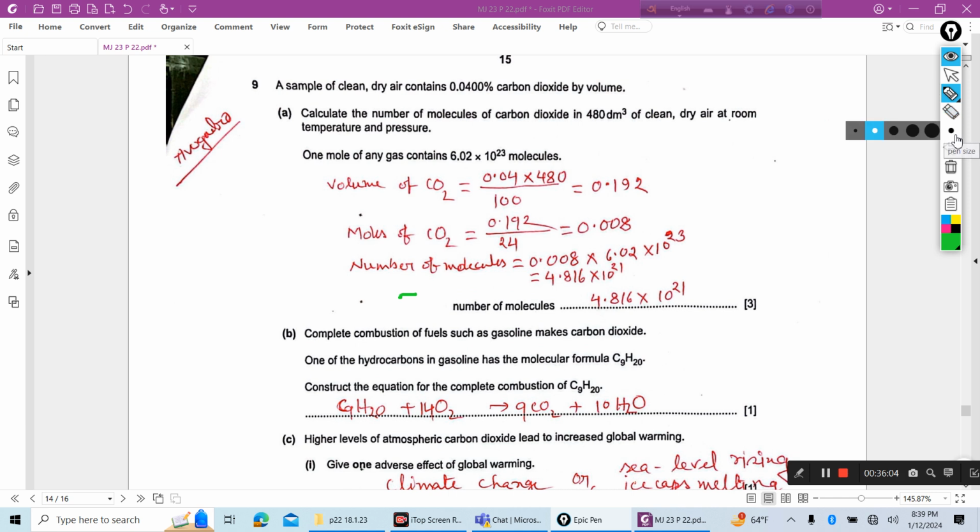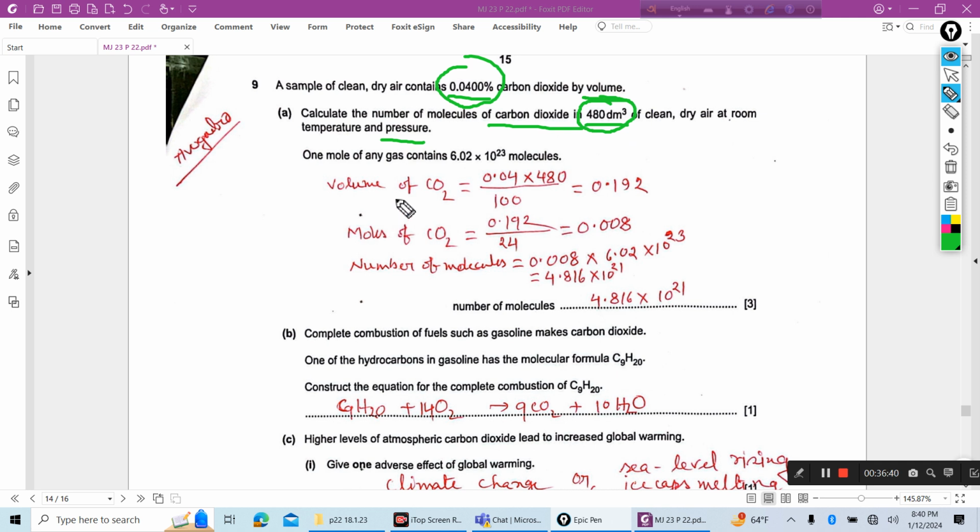Next question 9. A sample of clean dry air contains 0.0400% carbon dioxide by volume. Calculate the number of molecules of carbon dioxide in 480 dm cube of clean dry air at room temperature and pressure. Volume is given, 480 dm cube. Carbon dioxide contains 0.04%.